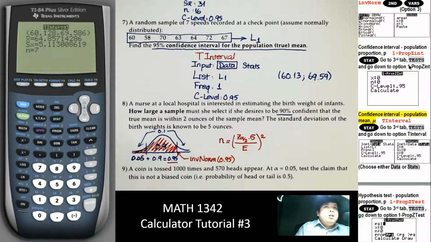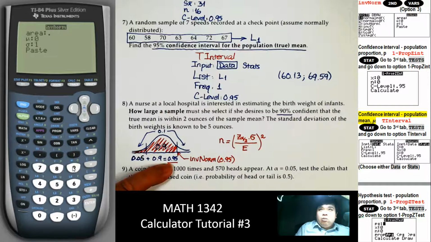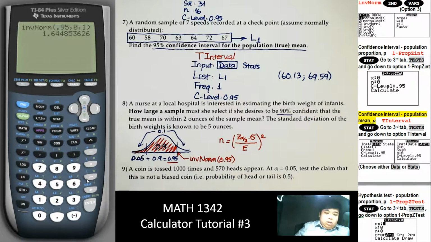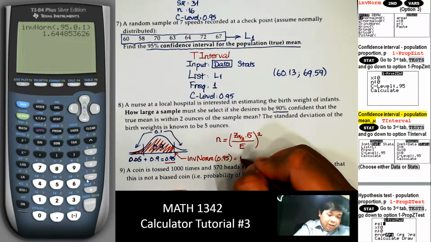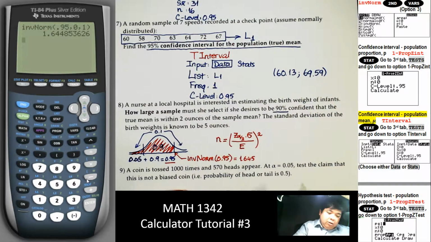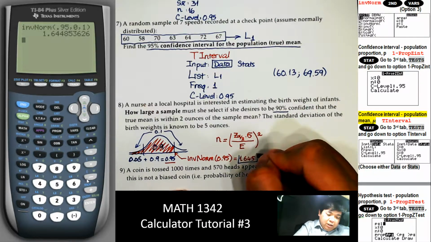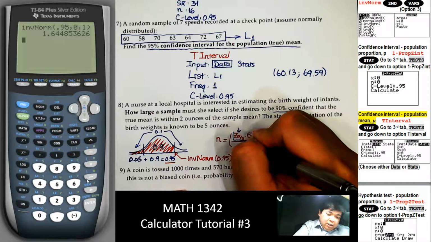So inverse normal is under distribution. Second distribution, inverse normal, and 95%, 0.95. I'll just keep the mean and standard deviation; don't need to mess with that. I'll have 1.645. Right. Now that number is going to be the z alpha over 2.